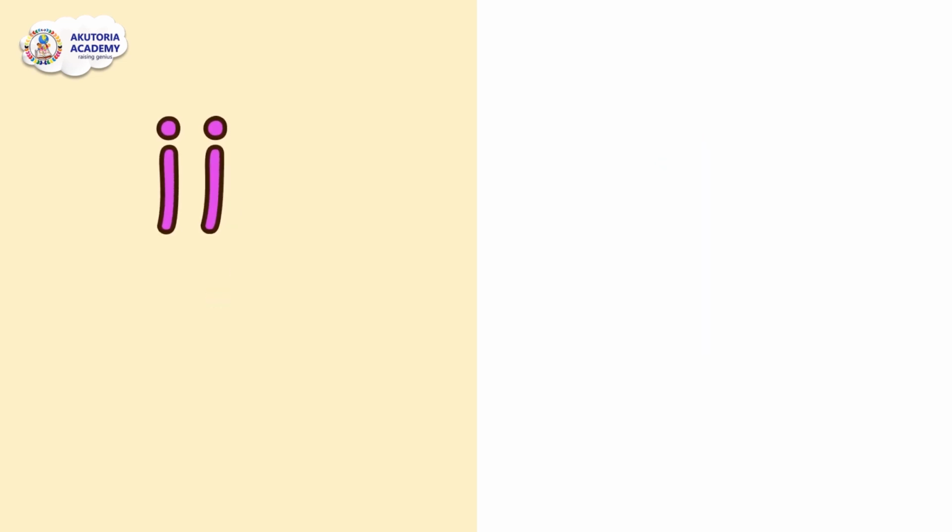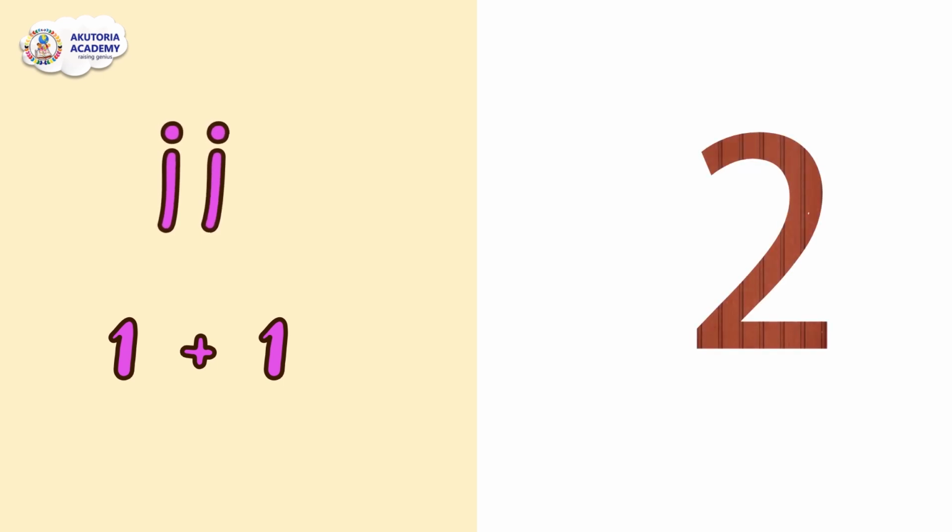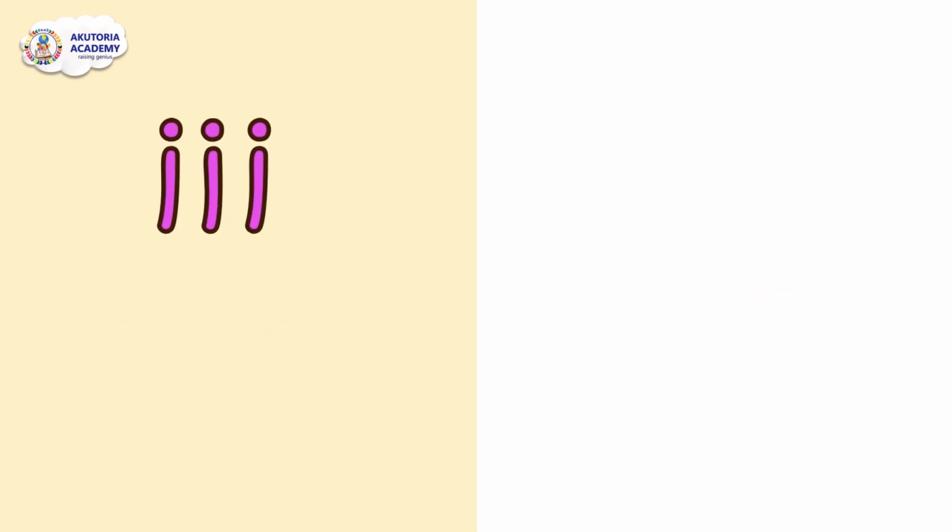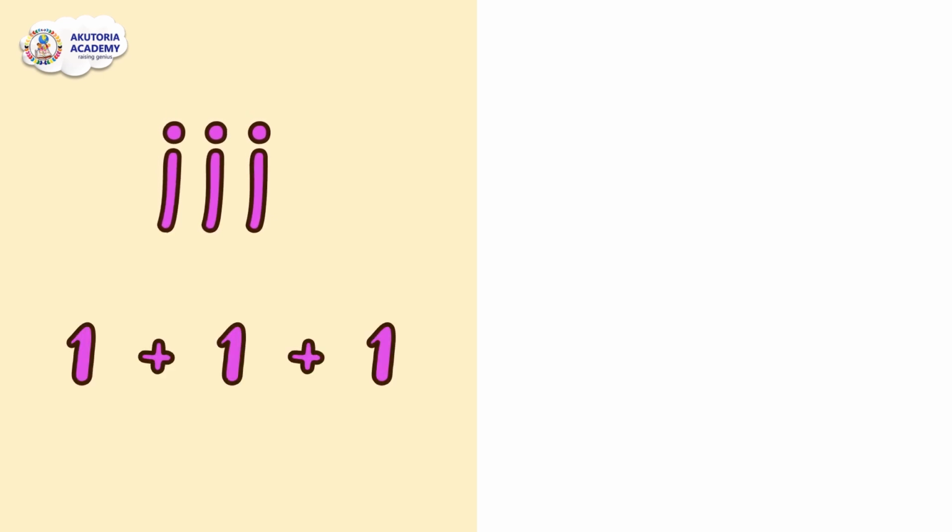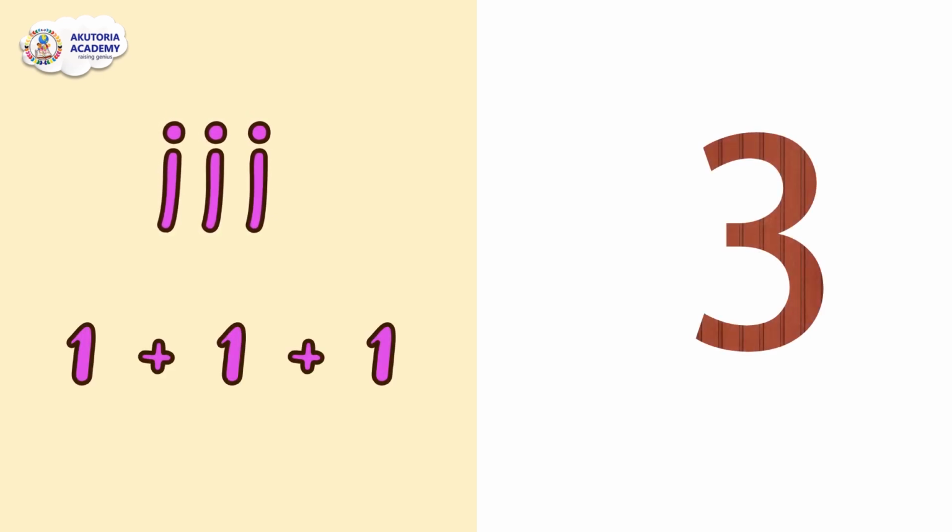In Roman numerals, whenever we see I, it represents 1. And when we see two I's, that's 1 plus 1, which is equal to 2. So two I's in Roman numerals is 2. Whenever we see three I's, it means 1 plus 1 plus 1, which is 3. So three I's together in Roman numerals represents 3.